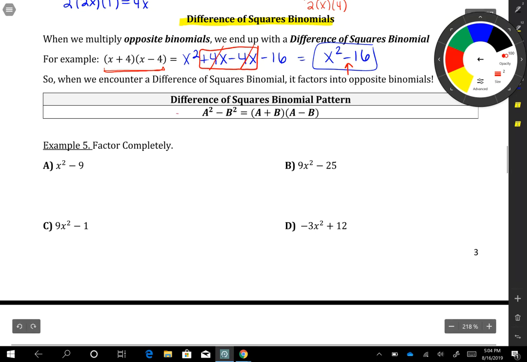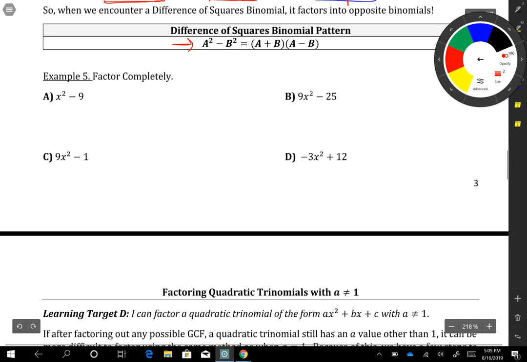So here's your pattern down here. If you have a perfect square minus another perfect square, you take their square roots. One factor is their sum, and one factor is their difference. Let's check out example 5a. I have x squared minus 9. We see this is a binomial. The first term's a perfect square, the last term's a perfect square, and it's subtraction. So this is a difference of squares. We find their square roots. One would be x, and this would be 3. So the factors would be x plus 3 times x minus 3.